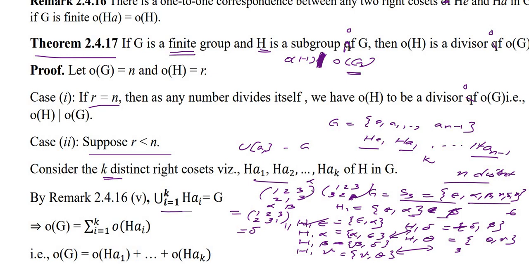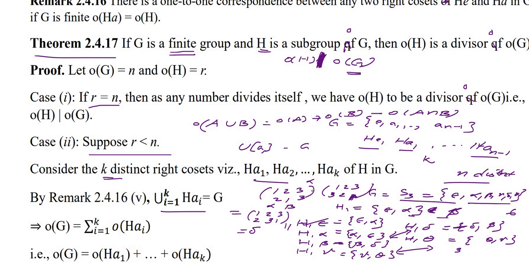So that is why you have this step. Now when we consider order of G, we know this already. Whenever we consider order of A union B, it is nothing but order of A plus order of B minus order of A intersection B.